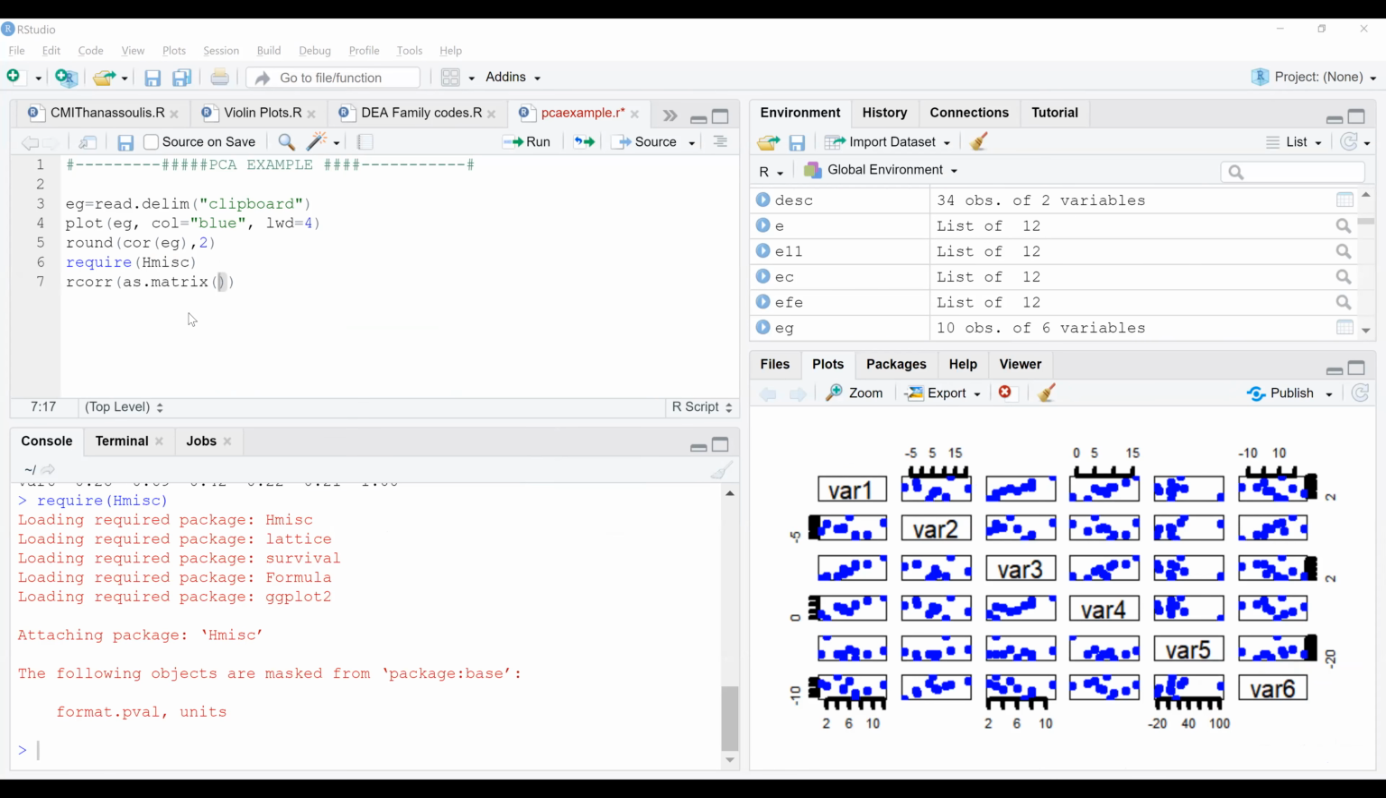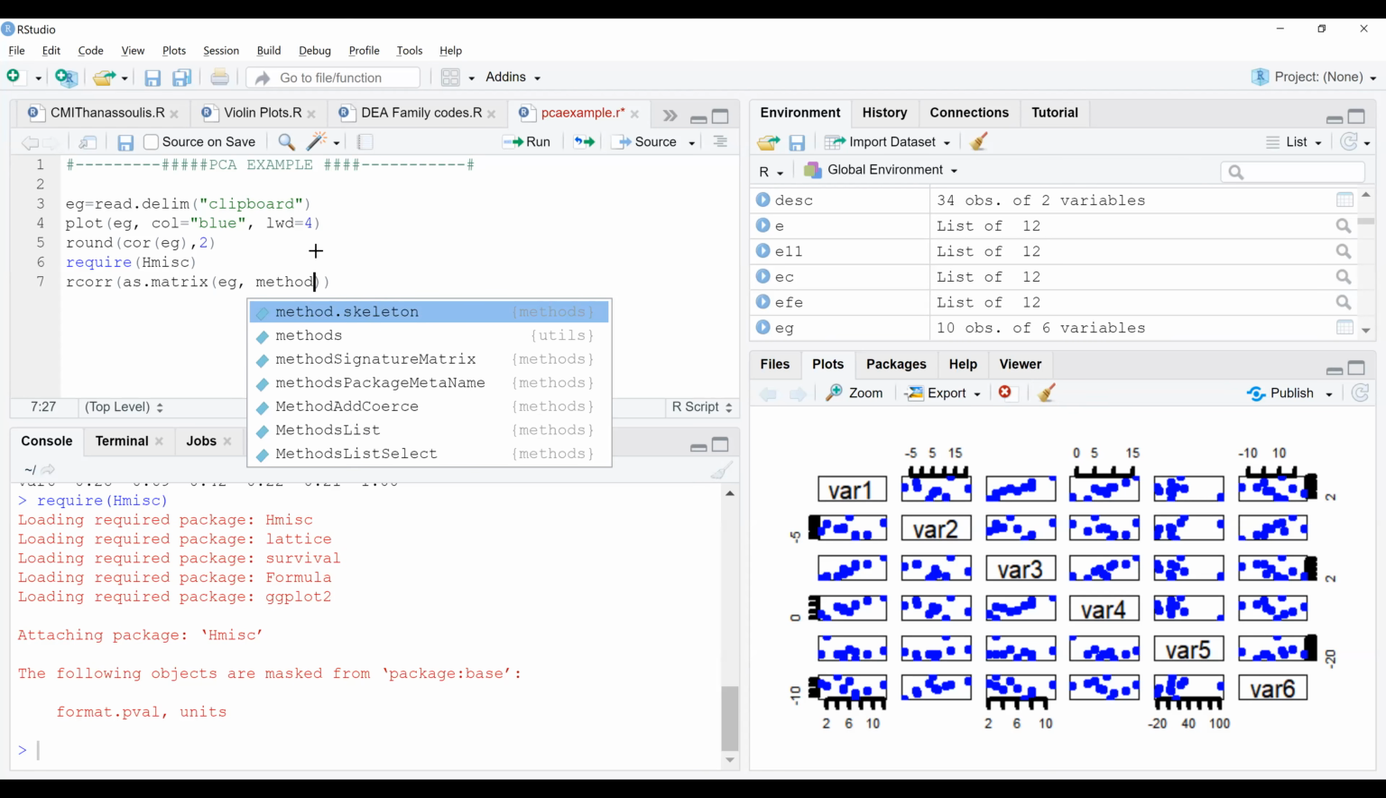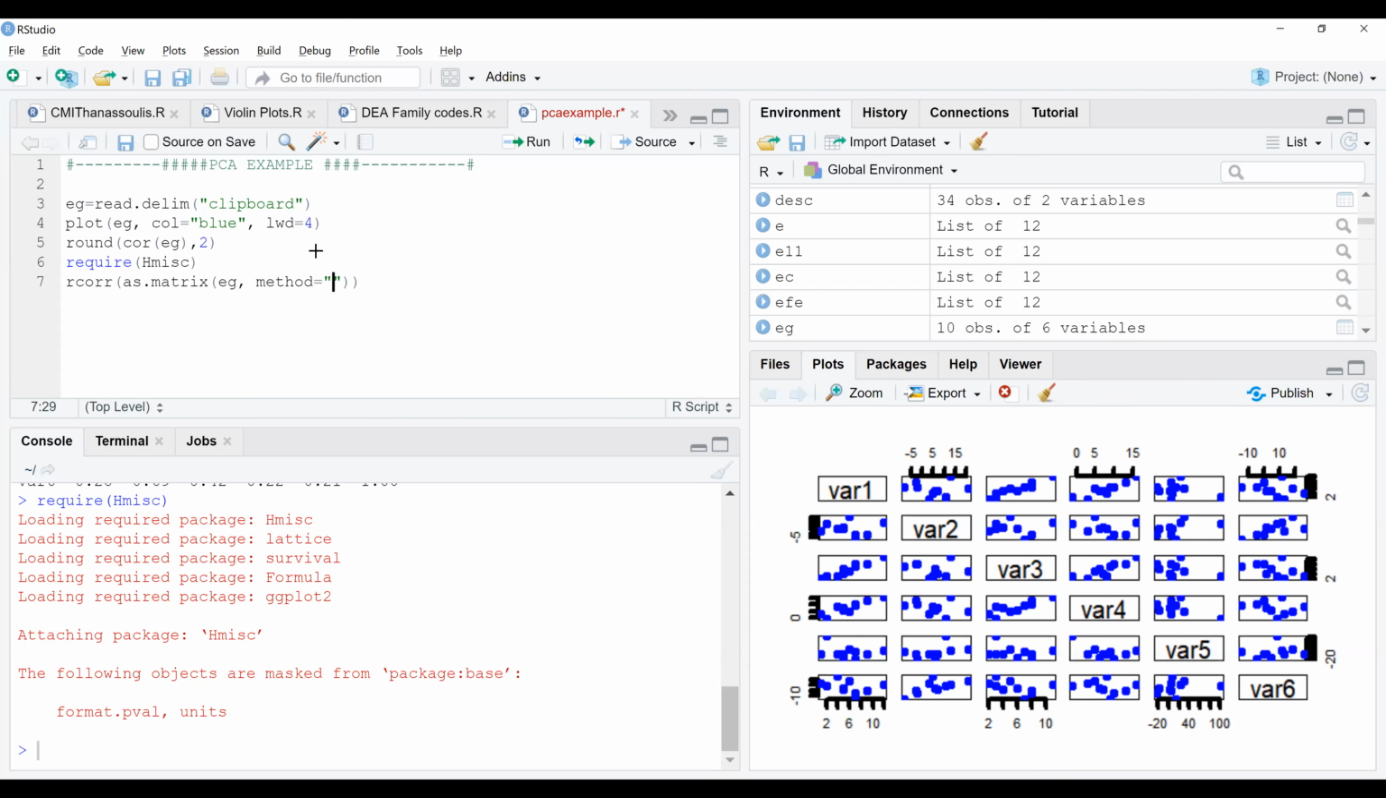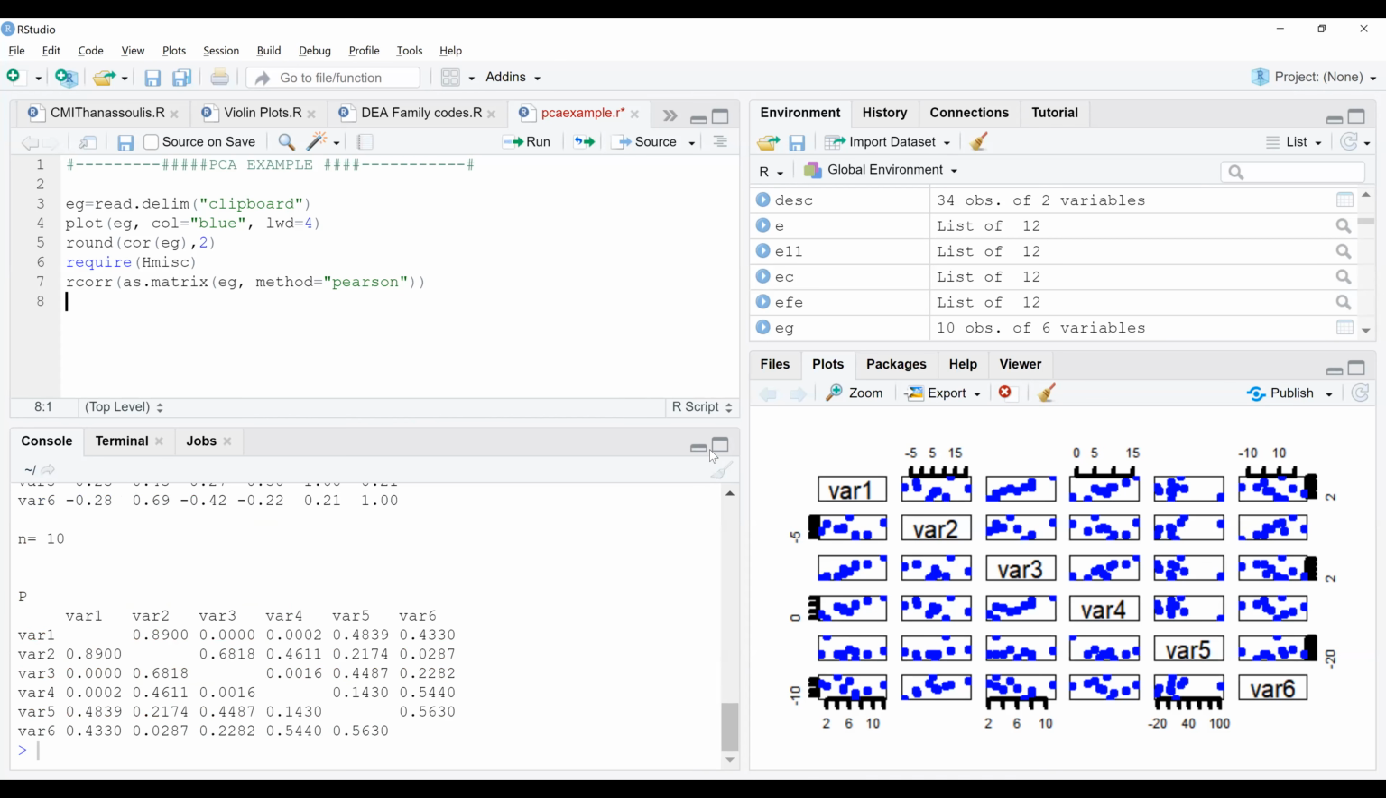and then after typing as dot matrix, you write the name of the data set, which is EG, and then after that you do a comma and then you write method, equals, and the name of the method is Pearson's. Okay, so you do Pearson, and that's it. So once you have it typed, then you run it, and that will give you that.